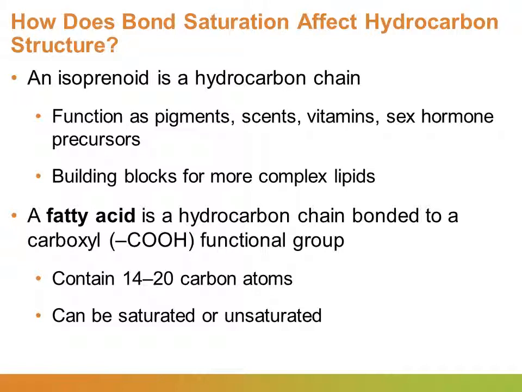So how does bond saturation affect hydrocarbon structure? Well, an isoprenoid is a hydrocarbon. So a hydrocarbon, again, is a long chain of carbons that acts as a backbone, and out from the carbon come hydrogens. And pigments, scents, vitamins, and sex hormones can be made of hydrocarbons. And these hydrocarbons can also build more complex lipids or fats.